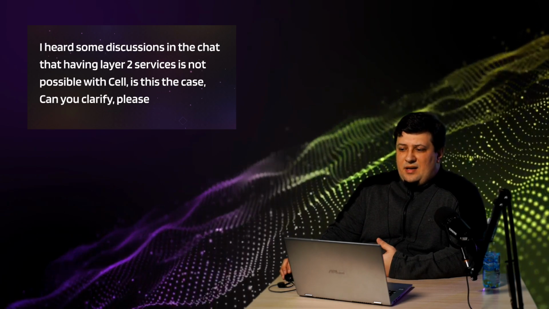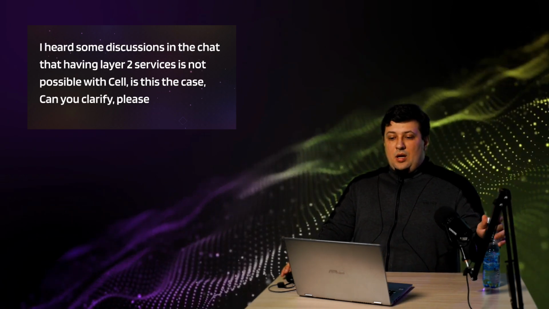The next question. I heard some discussions in the chat that having layer 2 services is not possible with Cell. In this case, can you clarify, please? Why not? Already a few teams are implementing Cell as a layer 2 service. I don't know, maybe they mean a layer 2 blockchain, because I'm not understanding well what they mean by layer 2 service.